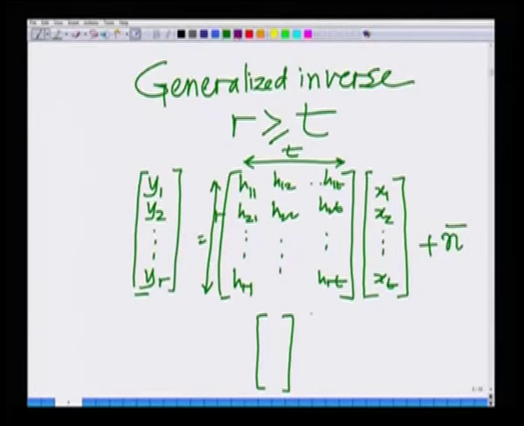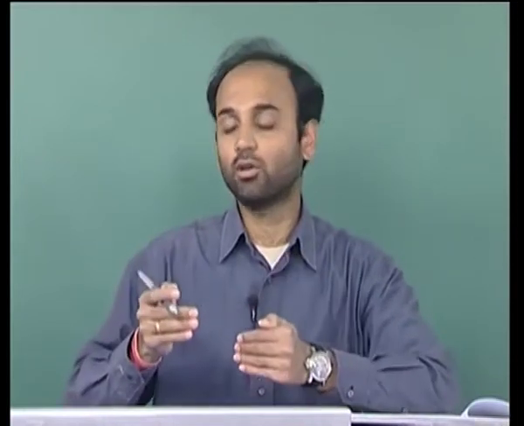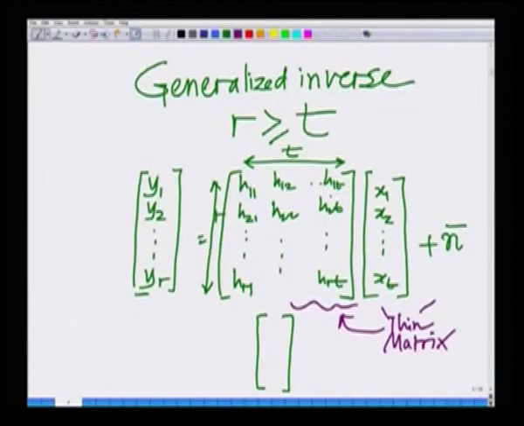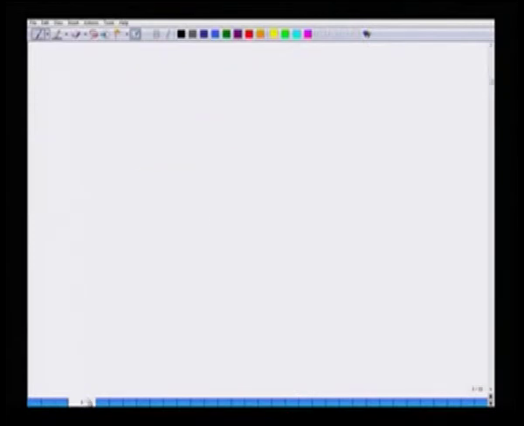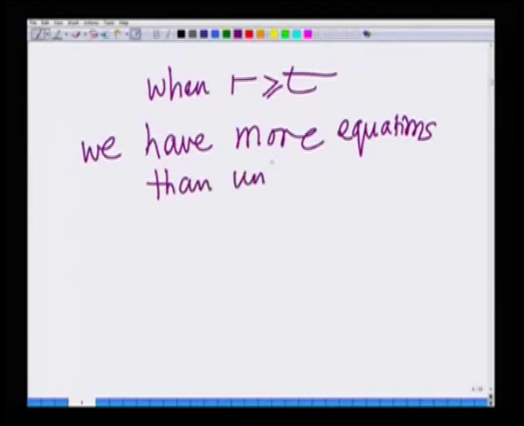So this is colloquially, in loose parlance, known as a thin matrix. As I said, this is not a technical term, but it is known colloquially in very loose language as a thin matrix, something that has more rows than columns. You can clearly see this corresponds to the case when you have more equations than unknowns. So when R is greater than or equal to T, we have more equations than unknowns.